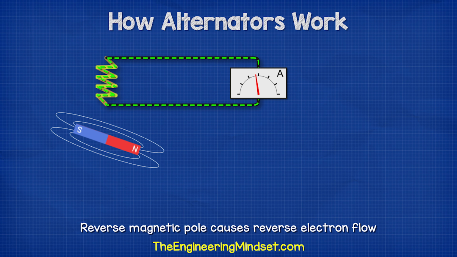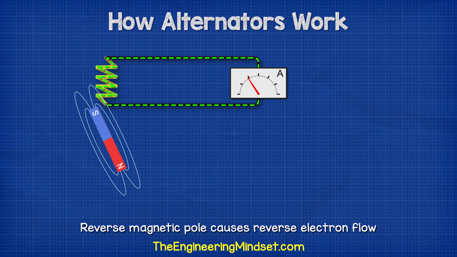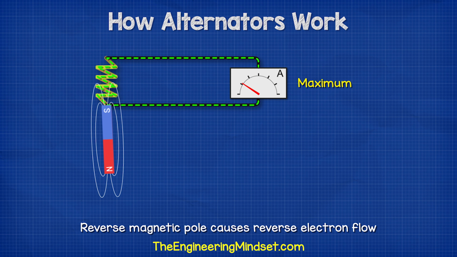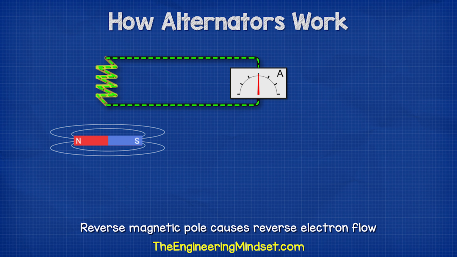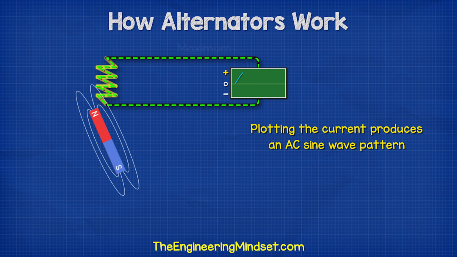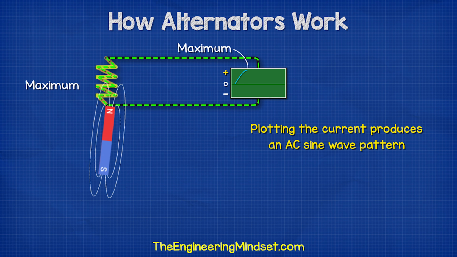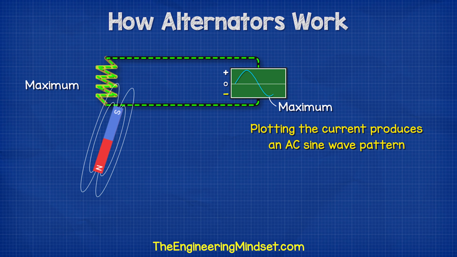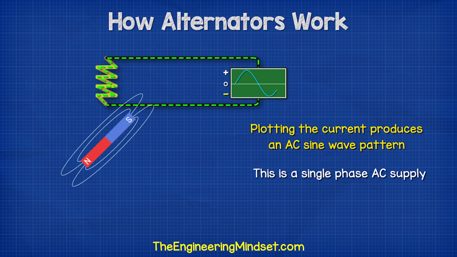And now the opposite end of the magnet begins to get closer to the coil, and this pulls electrons in the opposite direction. This again reaches a maximum point and then decreases back to zero. And so, if we were to plot this current on a chart, we would get a sine wave with a current flowing in the positive and then the negative regions. This setup gives us a single-phase AC supply.